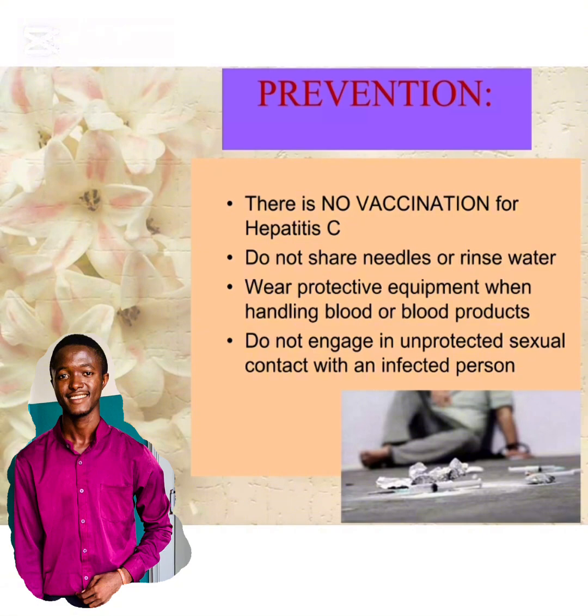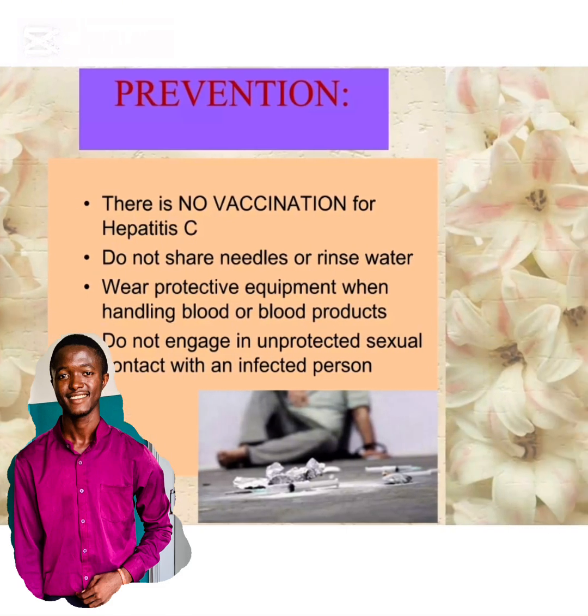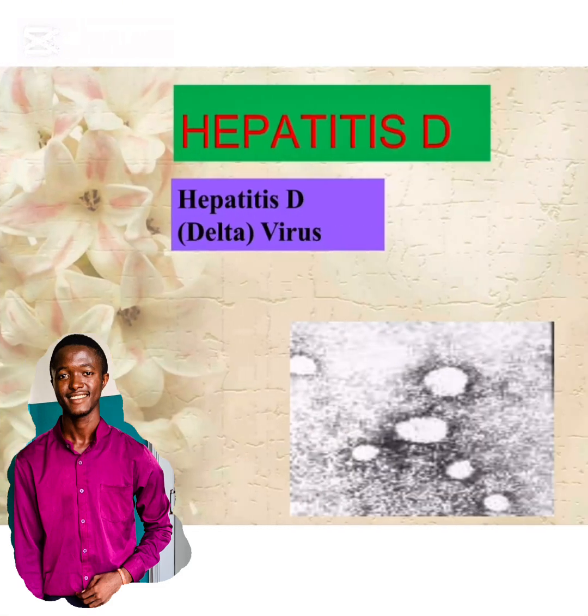Of course, this suggests a 40% cure rate upon consistent taking. Now, how to prevent this hepatitis C? There is no vaccination. That is true. You only do not share needles, and you wear protective equipment. Also, do not engage in unprotected sexual contact. Unprotected sexual contact is becoming one of the major causes of hepatitis.